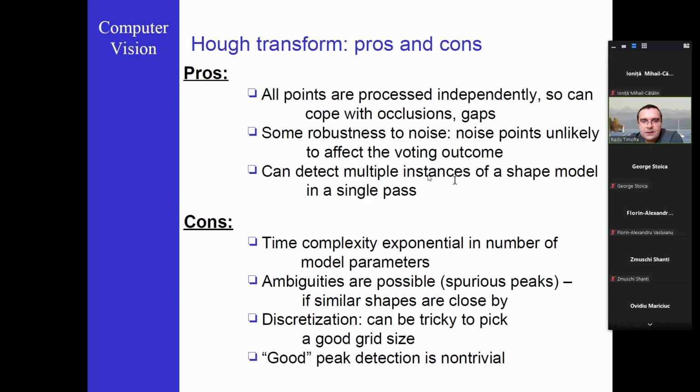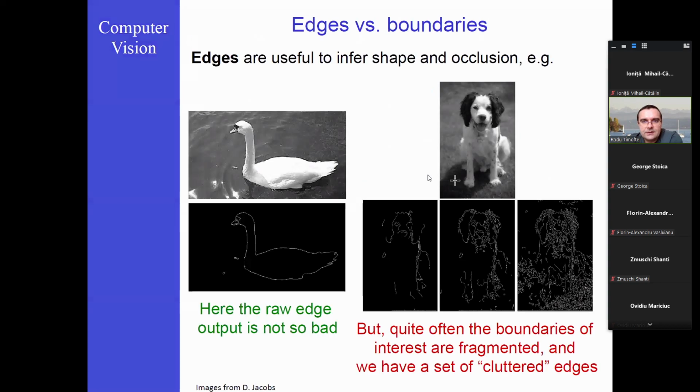And yeah, discretization can be quite tricky. How to determine the grid size, and finding a good peak detection or a good estimate of the peak is non-trivial in many cases. Okay, so that was the Hough transform.